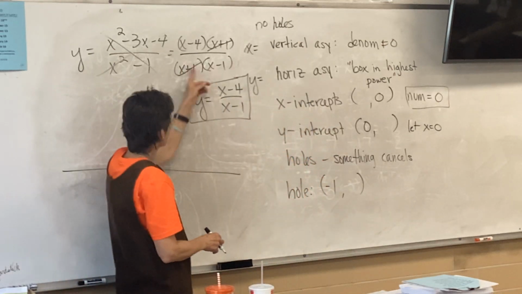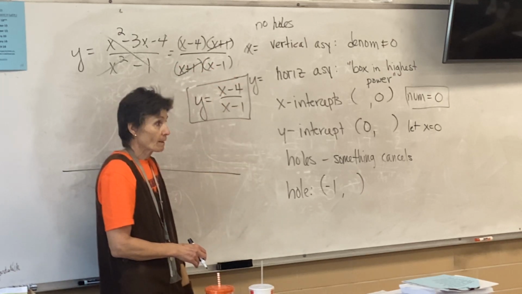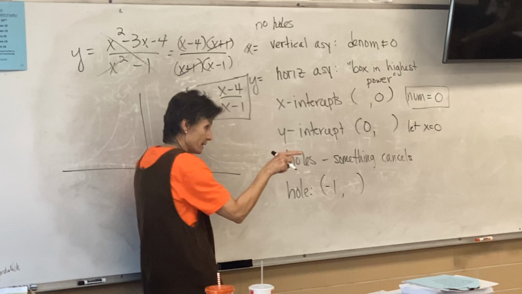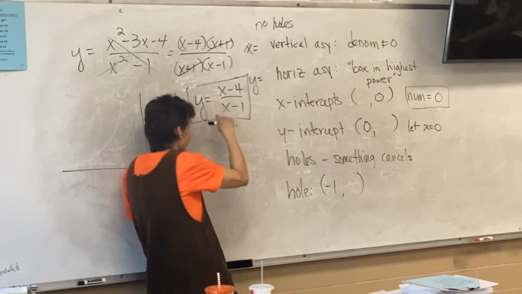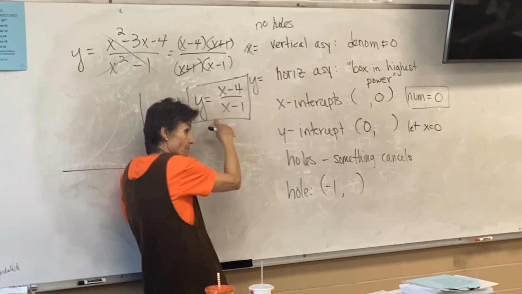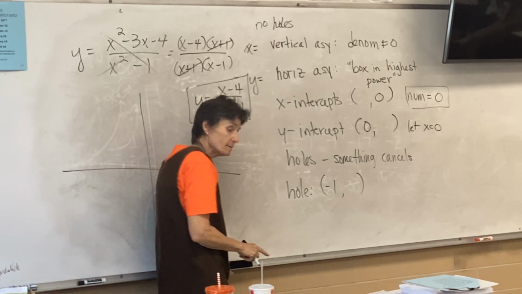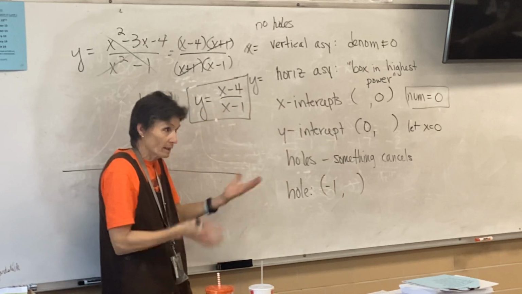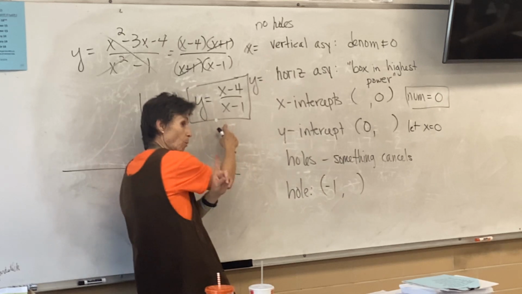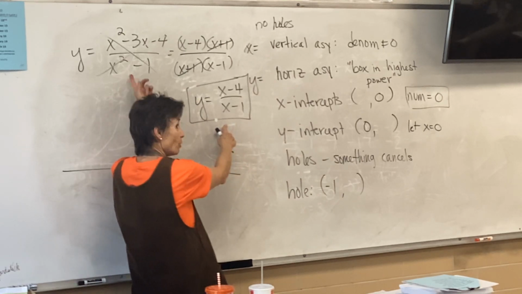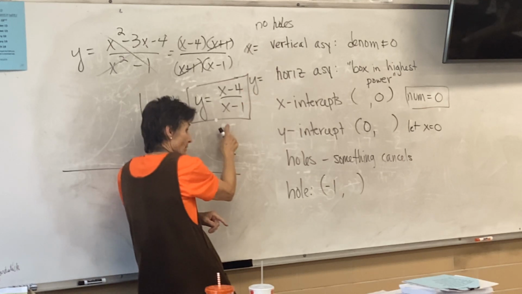The x coordinate came straight from what I canceled. How do I get the y? Plug in negative 1 right here. So I know x is negative 1. How do I find y? I plug it in. So I'm going to plug in negative 1, but it's important that you don't go back there. That is crossed out. We plug it in right here.